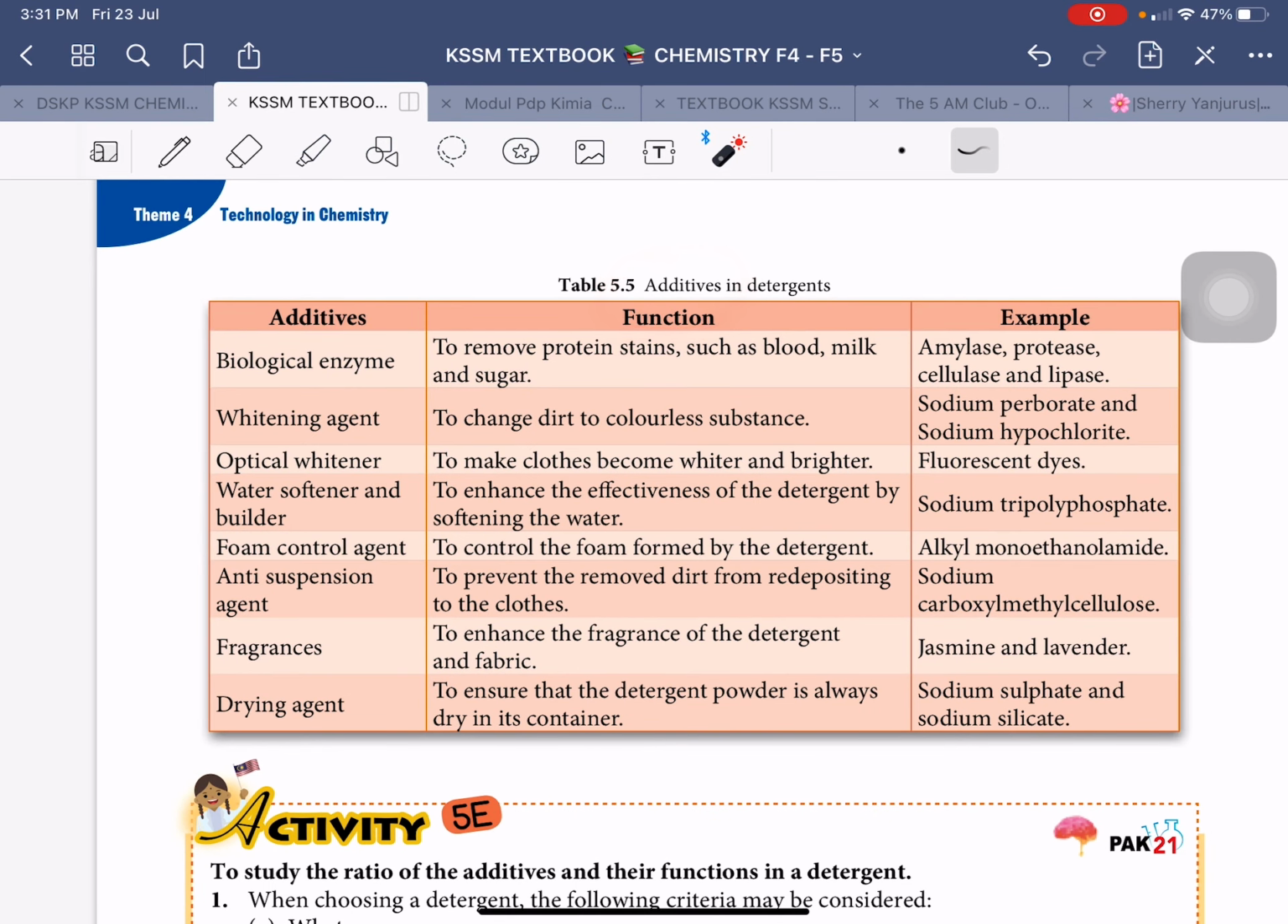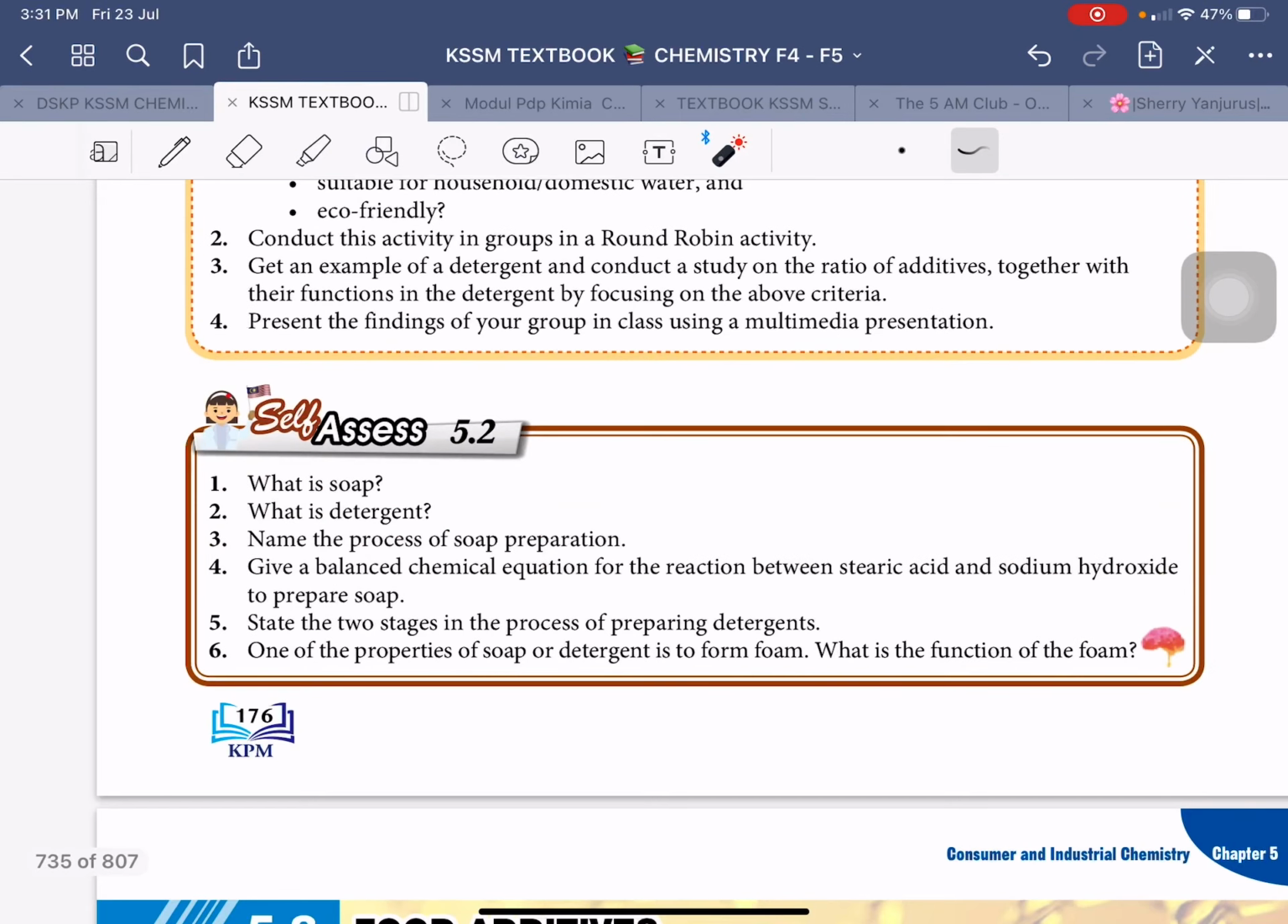So that's all the additives in detergent that you need to know. Habislah untuk 5.2. Okay, you need to do this exercise, self-assess 5.2.